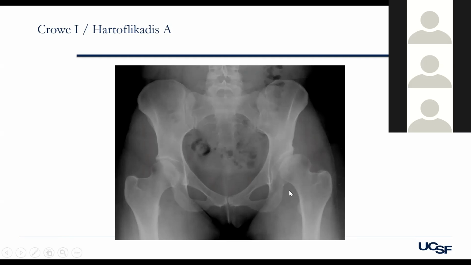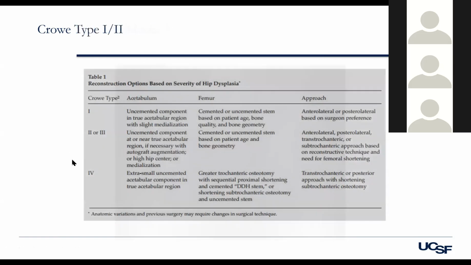What about for the socket? Are you going to use a regular socket for something like this, a Crowe 1? For a Crowe 1, I think you can get away with using a regular socket because you don't have a lot of deficiency in your acetabulum. You don't have that pseudo acetabulum that's formed as much as in a Crowe 2 or 3. Yeah, exactly. So Crowe 1, usually you're just going to get away with a regular, uncemented socket. Generally not going to need any sort of special augments for Crowe 1. Even the femurs are usually pretty mild, so you can normally get away with a regular implant.